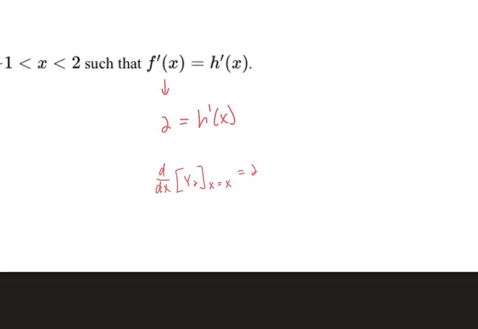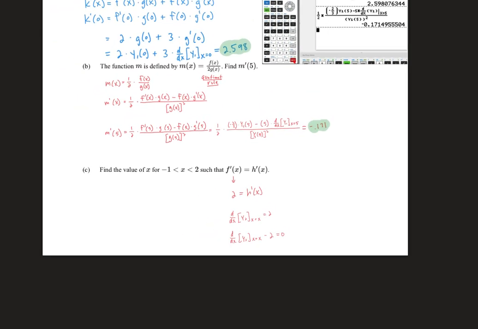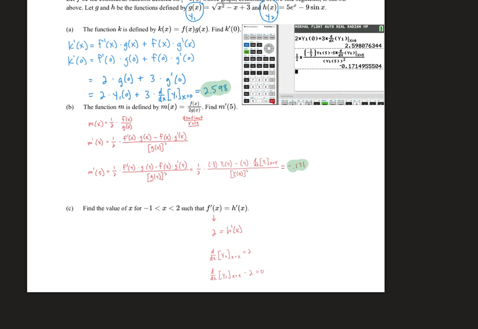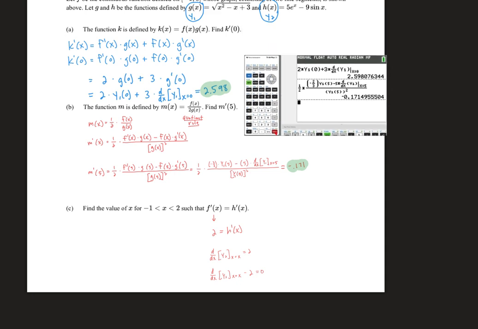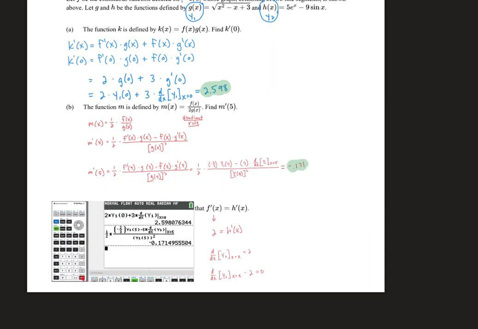Okay, so we can do this different ways. I'll bring the 2 over. We'll do d dx y2 at x equals x, and we'll subtract the 2, so it'll be minus 2. And we want to know where this derivative will equal 0. So we'll type this into one of the functions and graph this, and then calculate zeros. Okay, so let's do that.